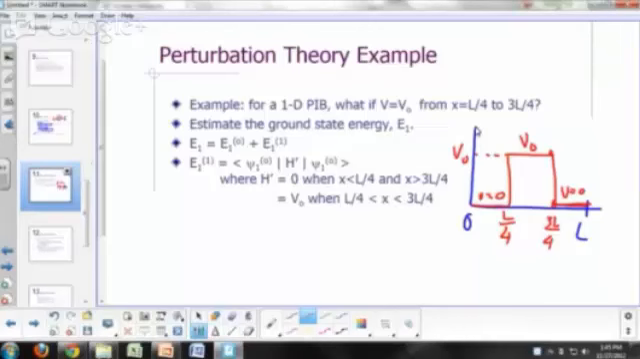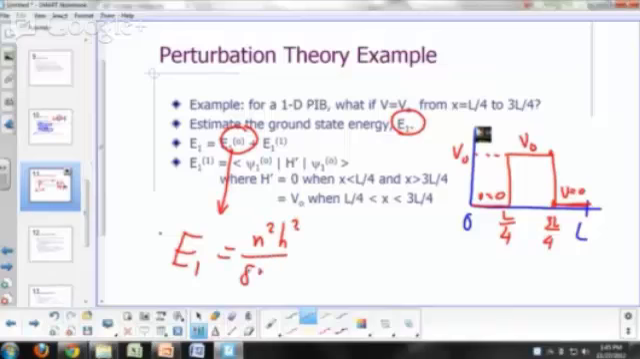Okay, and so we need to estimate the ground state energy E1. What's the zero order ground state energy for a particle in a box? E1 for a particle in a box would be n squared h squared over 8mL squared, right? And n is 1, right? So it's going to be h squared over 8mL squared. That would be your zero order energy. If the perturbation did not exist, then that would have been your energy. Since we have a perturbation here, our correction term is E1.